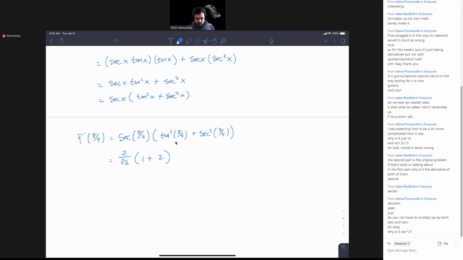Why is it secant squared? So we had a secant cubed before, and then I factored out a secant.